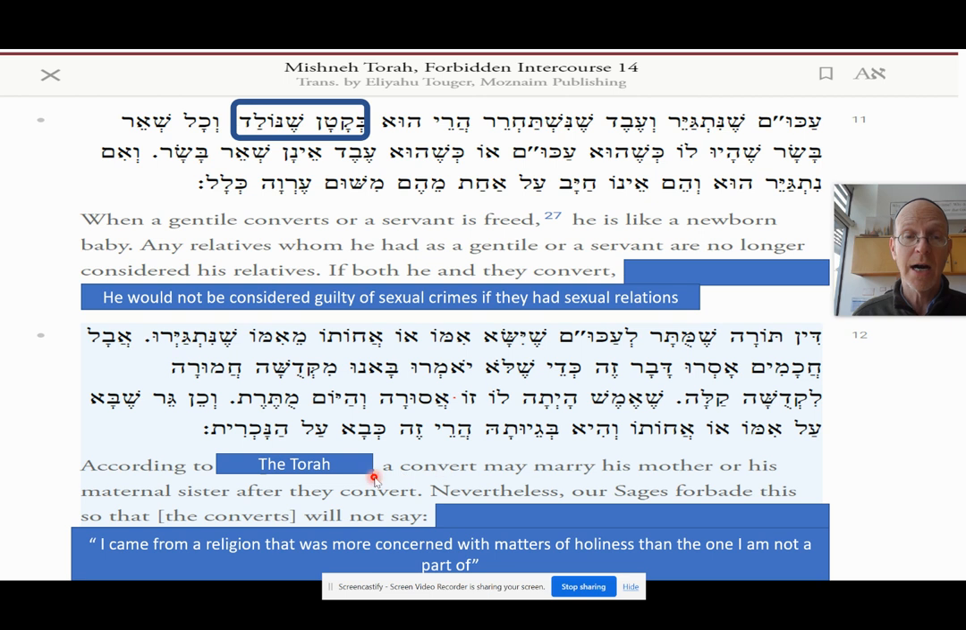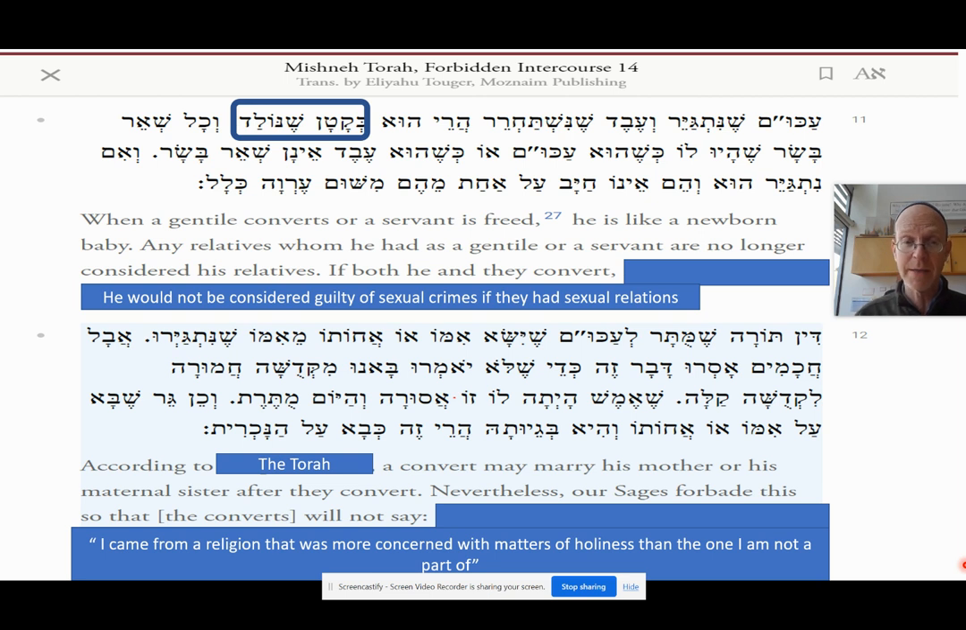According to the Torah, a convert may marry his mother or his maternal sister after they convert, right? So two people who are converts, they're as if they are not even related anymore. But our sages forbid it. The rabbis forbid it. Why is it that they forbid it? So what's the understanding of why they forbid it? And that's question number 9. Why is it that they forbid it?